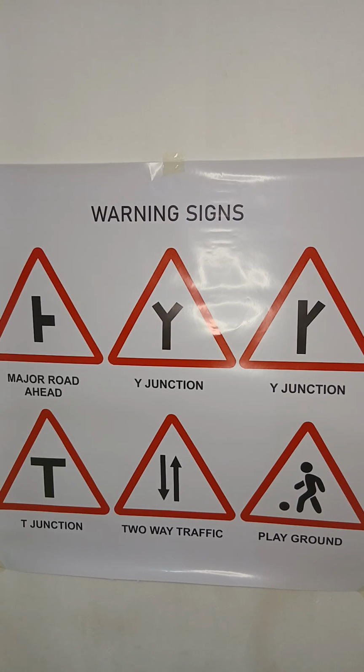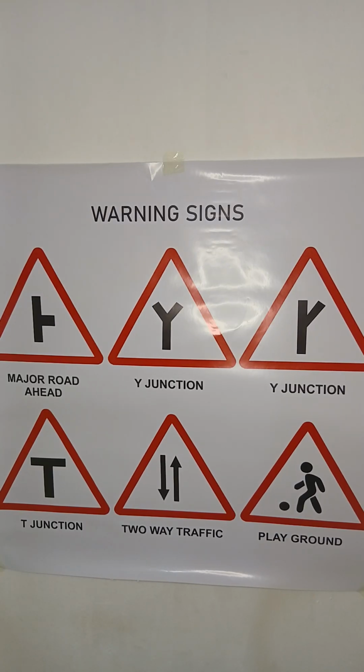The next one is Y junction. Y junction means that where you have gotten to, the road is going to split into the form of a Y. And if you reach a place where the road is going to split into the form of a Y, then as a driver, you are allowed to drive on either the left or the right side of the Y. So that is a Y junction.